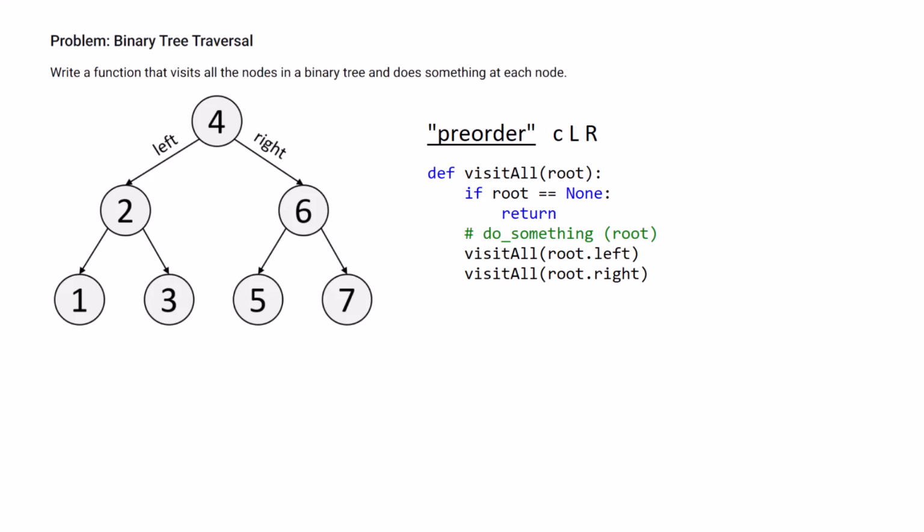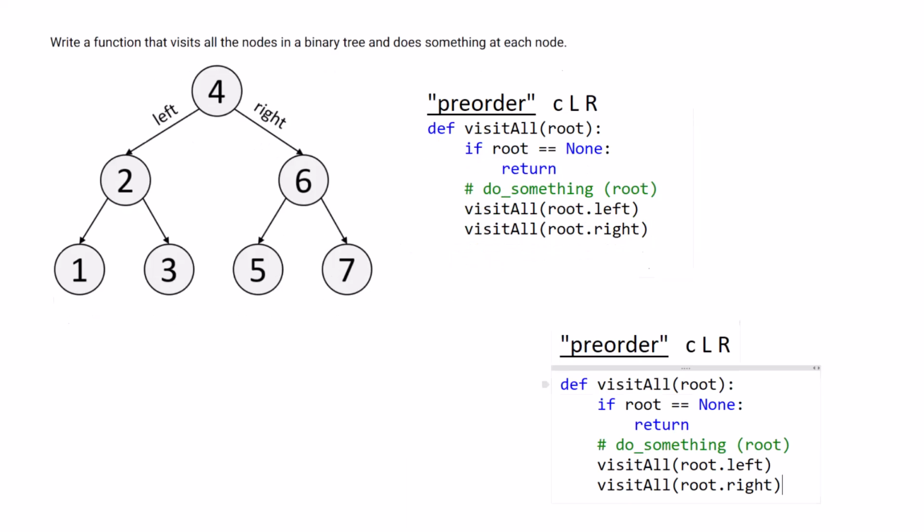And there are two other standard types of traversals you have to know about. We kind of had the choice of putting do something over here, but we could have also put it between these two function calls or after them. And so we can get two other traversals if we do that.